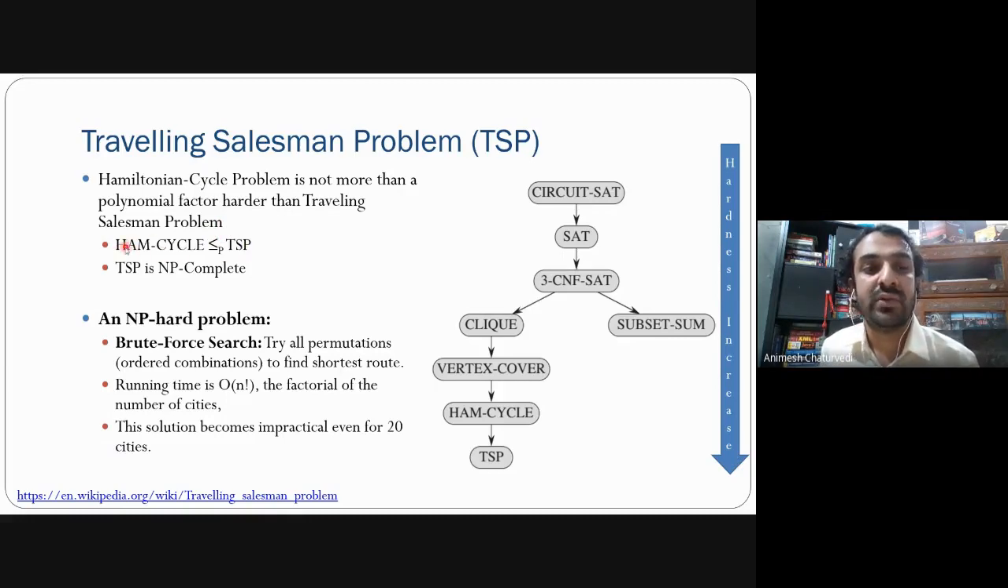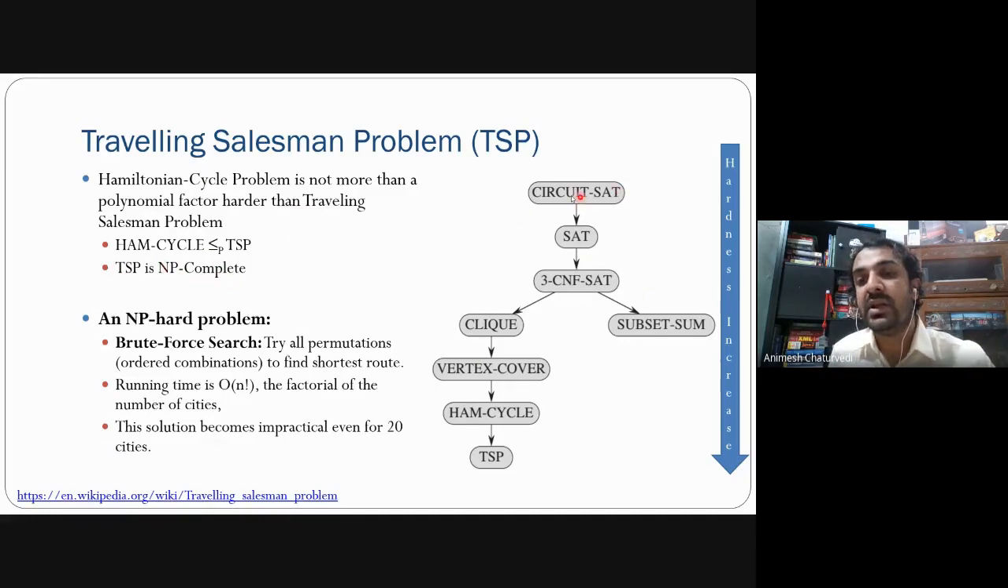So this statement could be written like this. This symbol, less than or equal to P, says not more than a polynomial factor harder than. And TSP thus is an NP complete problem.